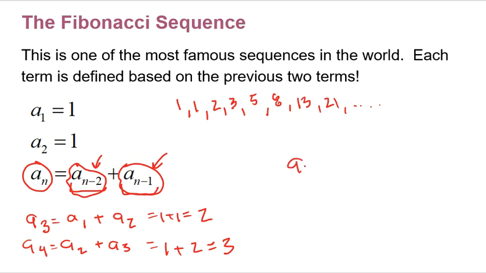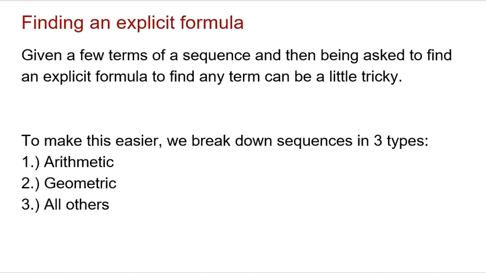So again, if I want to find the 10th term, 10 minus 2 is 8, so I need the 8th term. 10 minus 1 is 9, plus the 9th term. I need the 8th term plus the 9th term, and then I'll get the 10th term. But again, if you write it out and you just slowly start to find them, it works out pretty uniquely there.